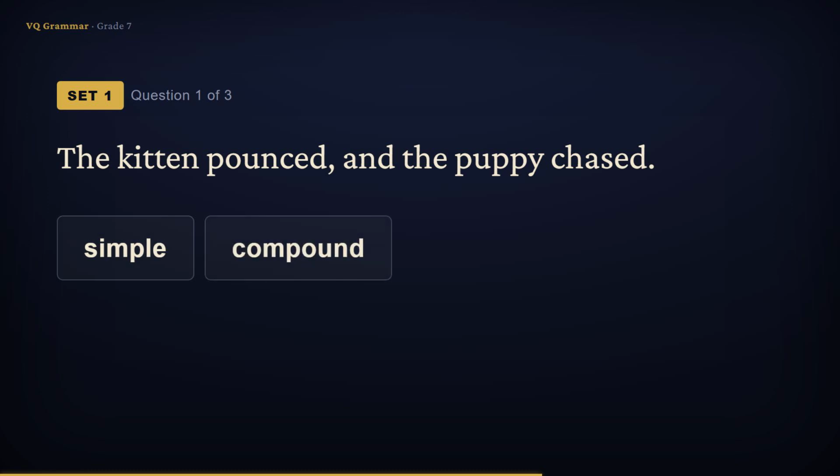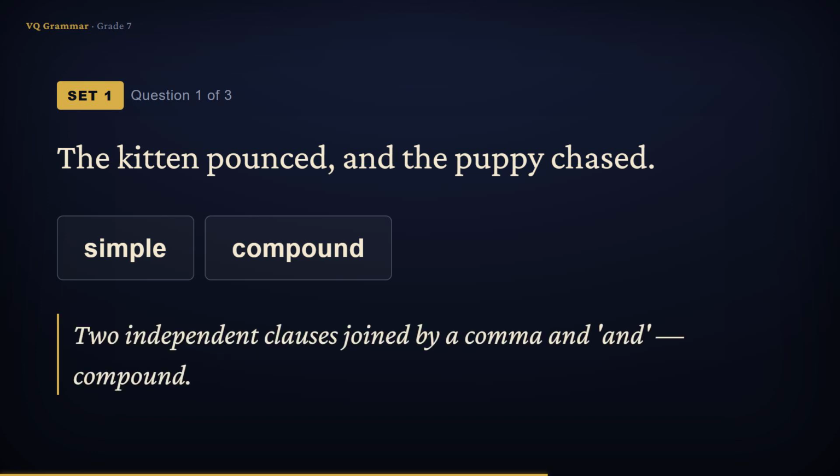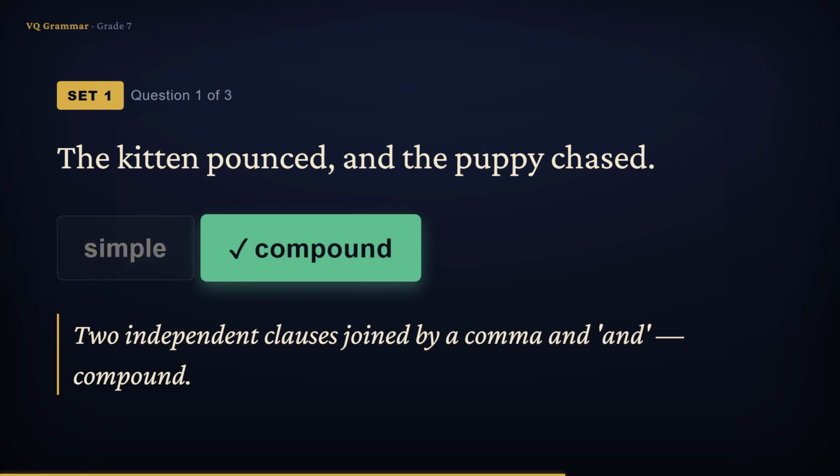The kitten pounced, and the puppy chased. Split it at the comma. The kitten pounced is a full sentence, and the puppy chased is another full sentence. Two independent clauses joined by a comma and the word and. So the answer is compound.